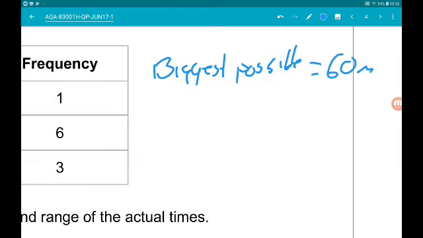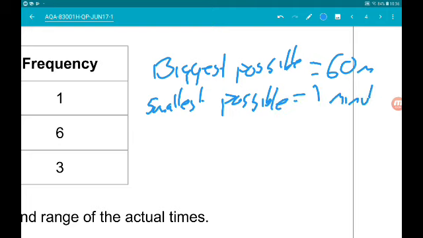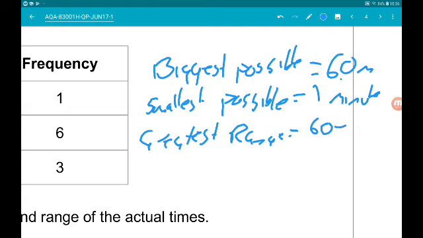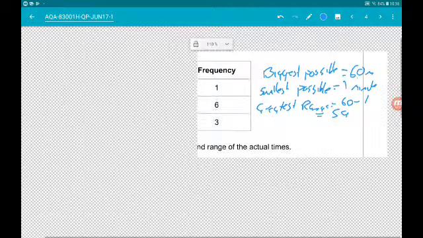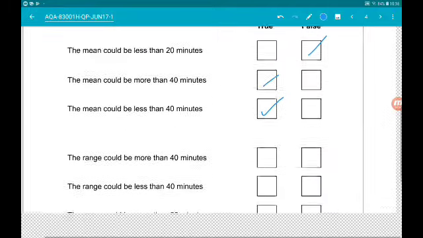The smallest possible time would be 1 minute. So the greatest possible range would be 60 minus 1, which is 59. So that one is true.